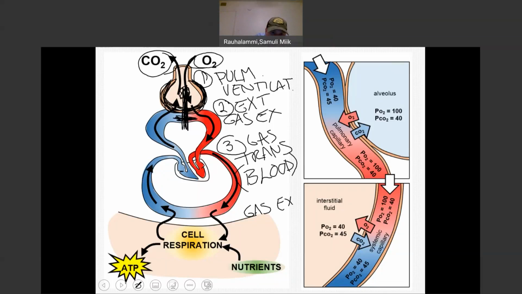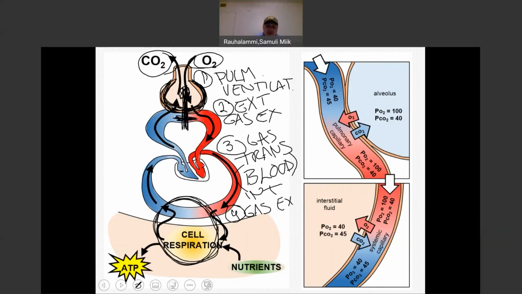And finally, the fourth stage is going to be our internal gas exchange taking place here between the capillaries of the systemic circuit and the cells of the body, the interstitial space. So we're exchanging the oxygen and carbon dioxide between these capillaries of the systemic circuit and the tissues. And this was, of course, as a result of cellular respiration, we need oxygen. We need to get rid of the carbon dioxide as we are converting nutrients into ATP. So I hope that that made sense.